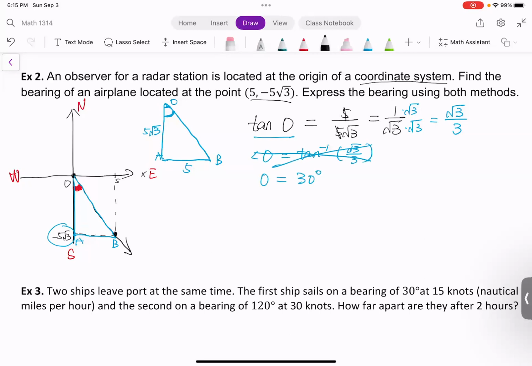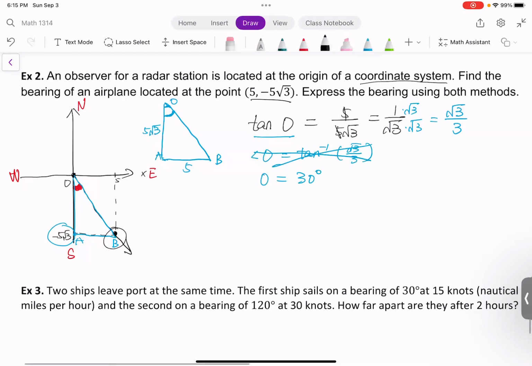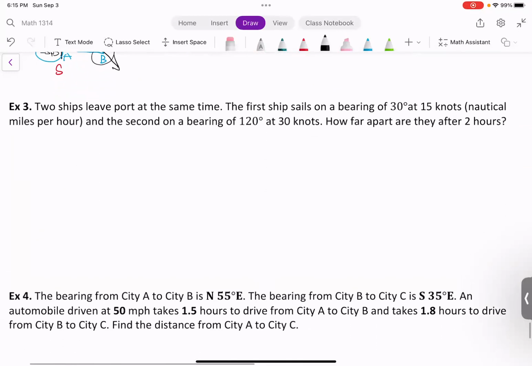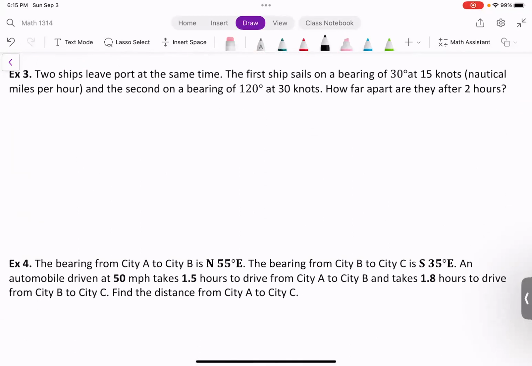Then I can rewrite the bearing. Where is B? B is on the south part, so put this S here, and 30 degrees, and B is also on the east side. So S 30 degrees E. Not very hard. I think it's very interesting. Next one.